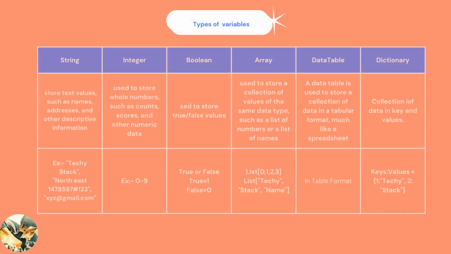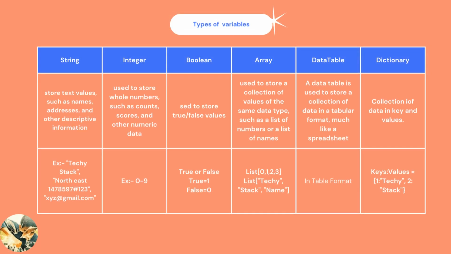And the next is data table. A data table is used to collect data in tabular format. For example, you may get data from spreadsheets, from SQL, or from websites as well.